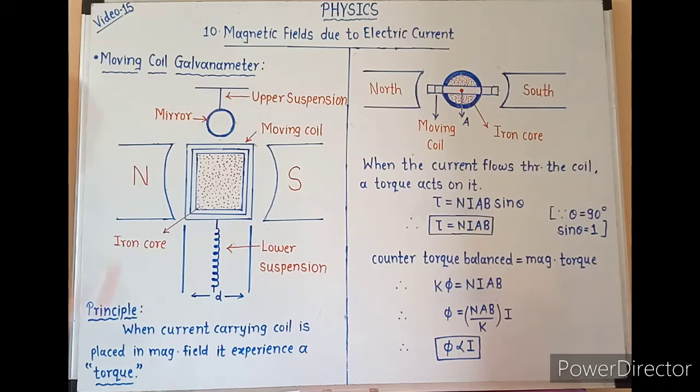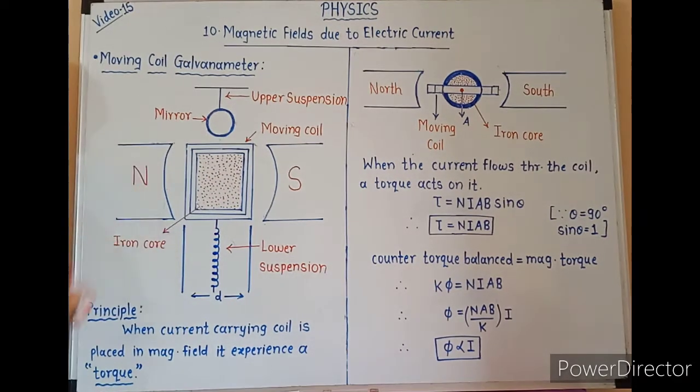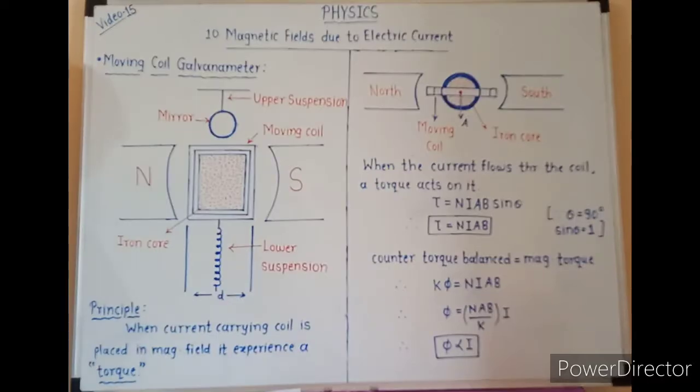Now we will see the construction of this moving coil galvanometer. This MCG consists of two circular magnets. This is the north pole and south pole of the magnets.